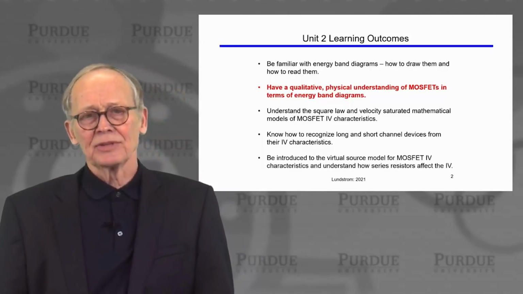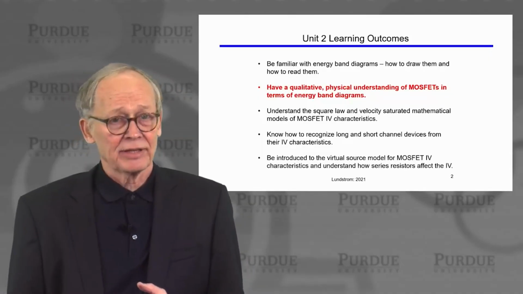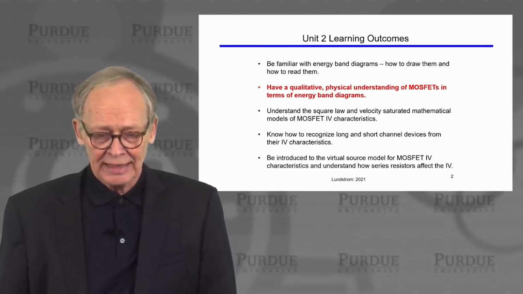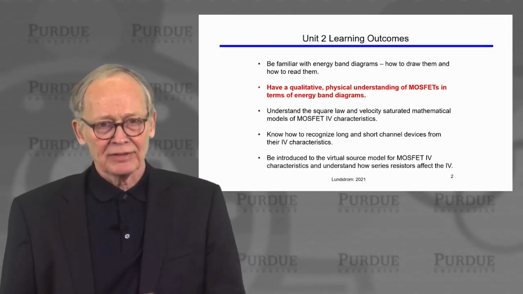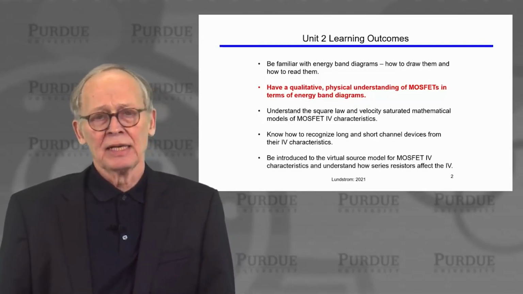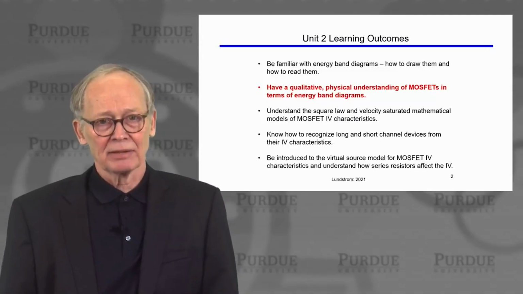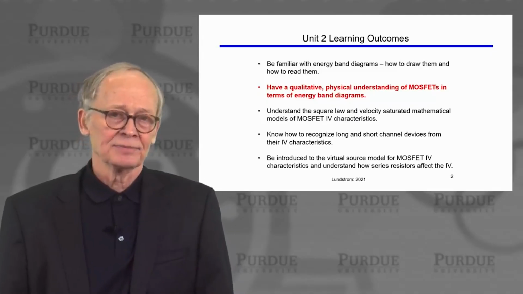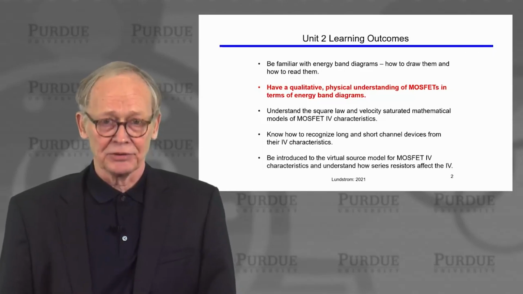And then we introduced a simple, compact physical model that we're going to carry through for the remainder of the course. It's called the virtual source model, and we will go back to this in each unit, and we will refine it. By the end of the course, we will have a very simple but highly physical, compact model that helps us understand the current versus voltage characteristics of modern transistors.